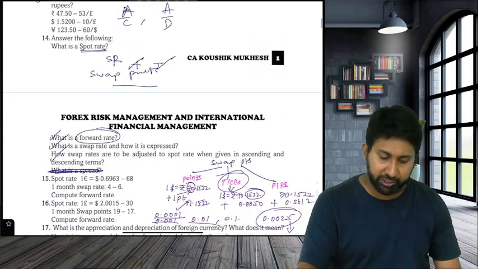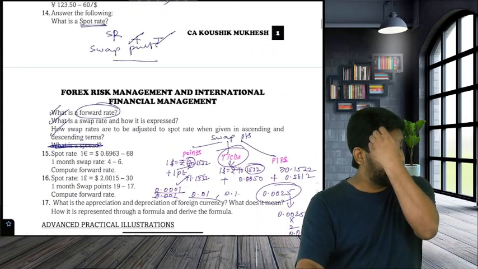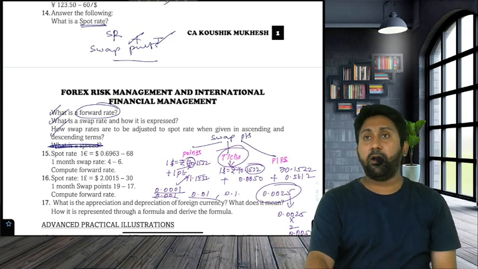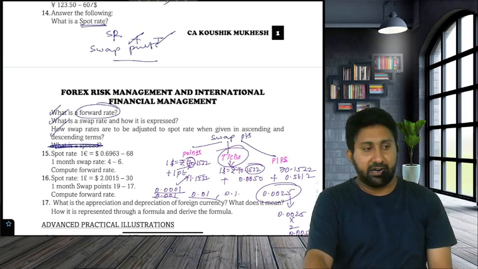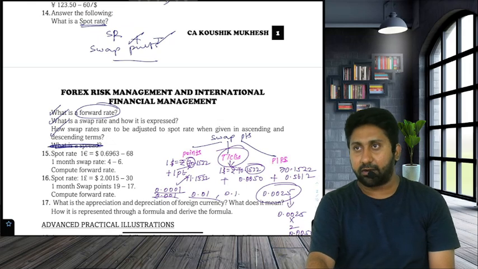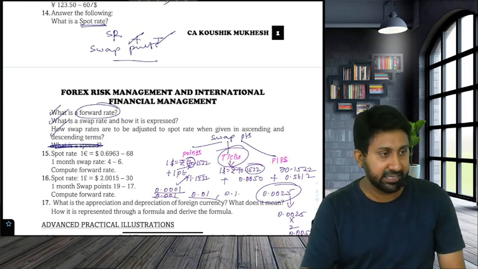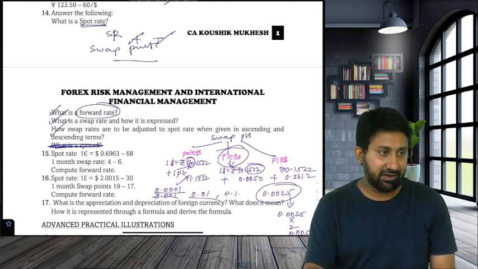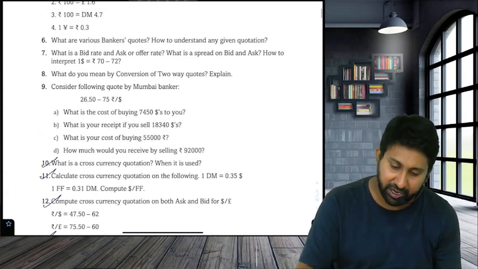Now last question. Sir, whenever a quotation is given and the swap points are given in ascending order, we will add, sir. Descending order, we will deduct. What is the reason? Mugging up is not the reason. There should be some other reason behind that. Okay, see here.